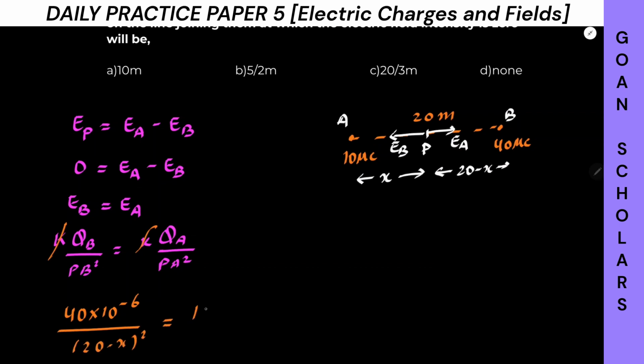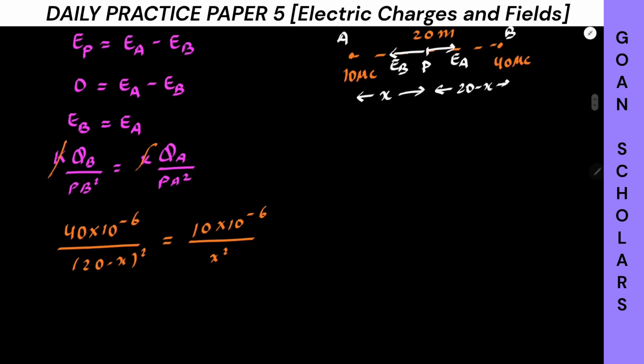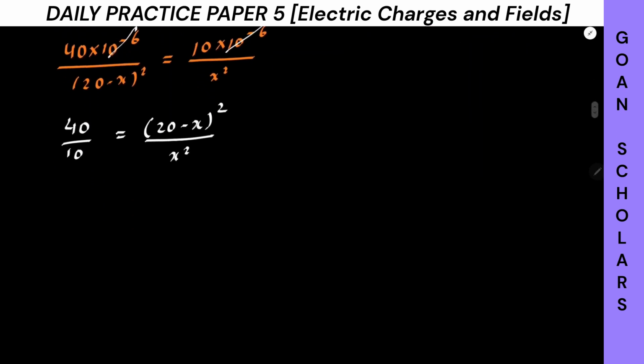Charge on A, that is 10 microcoulombs, so 10 into 10 to the power minus 6. And what is PA? PA is X square. Let's cancel out here 10 to the power minus 6 with minus 6 and cross multiply. You are left with 40 upon 10 equals 20 minus X whole square by X square. Now 40 over 10 is nothing but 4, and that is 20 minus X upon X whole square.